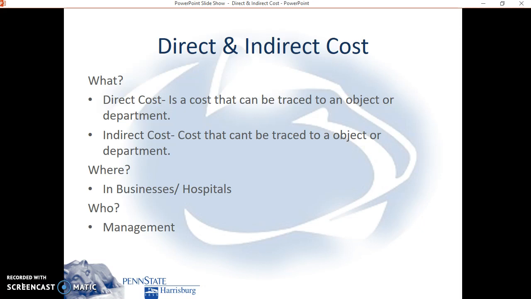Direct calls is a calls that can be traced to an object or a department. Indirect calls is a calls that can't be traced to an object or department. Where are direct and indirect calls most seen? Within businesses and hospitals. Who is in charge of determining direct and indirect calls? It will fall within management.